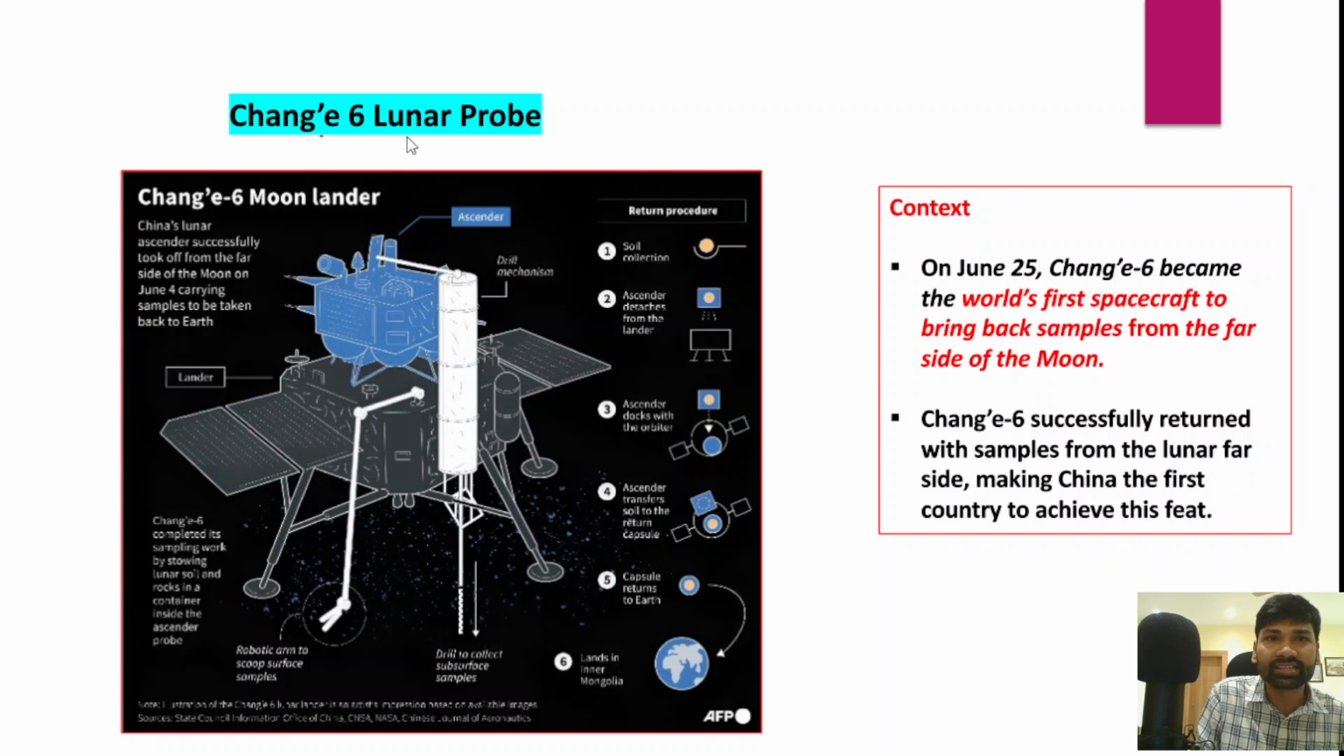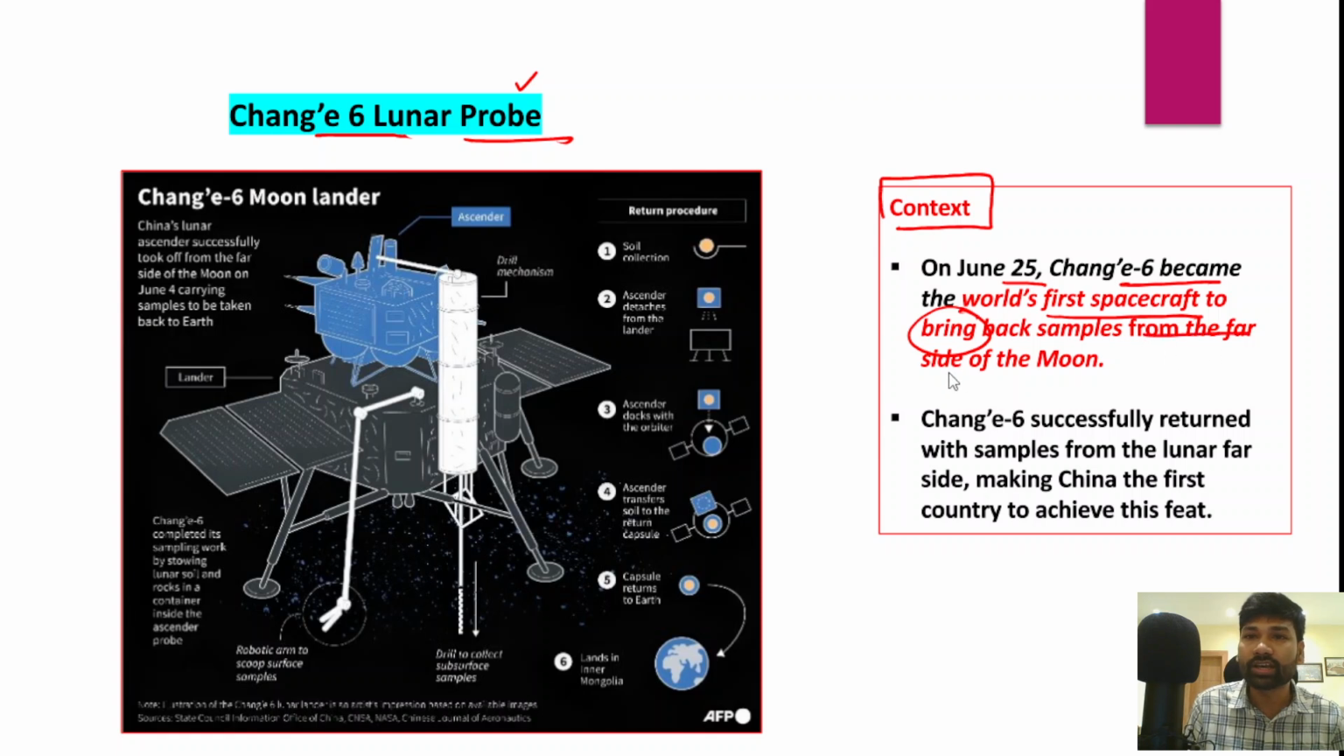So next, Chang'e 6 lunar probe. Now we'll understand what exactly is this Chang'e 6 lunar probe. The context is that on June 25th, Chang'e 6 became the world's first spacecraft to bring back samples from the far side of the moon. And in fact, India is also known to send one of its probes to the moon under its Chandrayaan 3 mission, right?